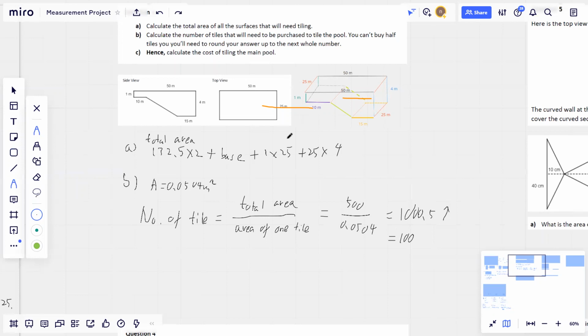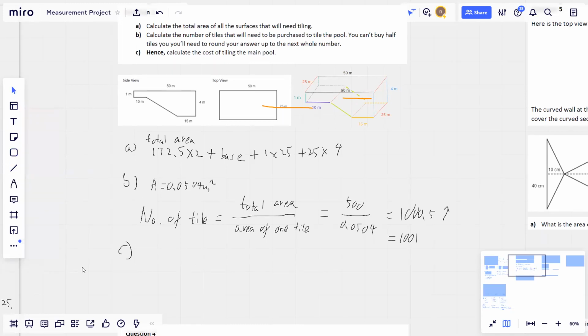Yeah, so 1001. So that's question B. And question C asks you to calculate the cost of tail. Now it's come to the cost. So the third question: how much does it cost for tail?